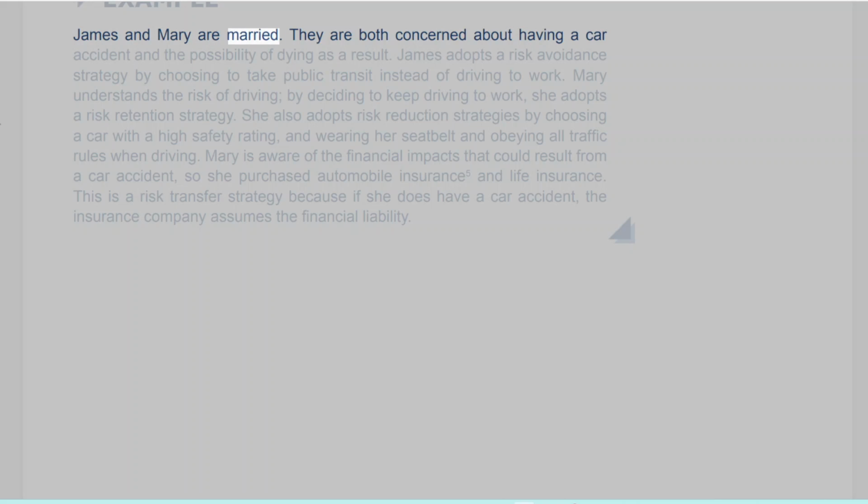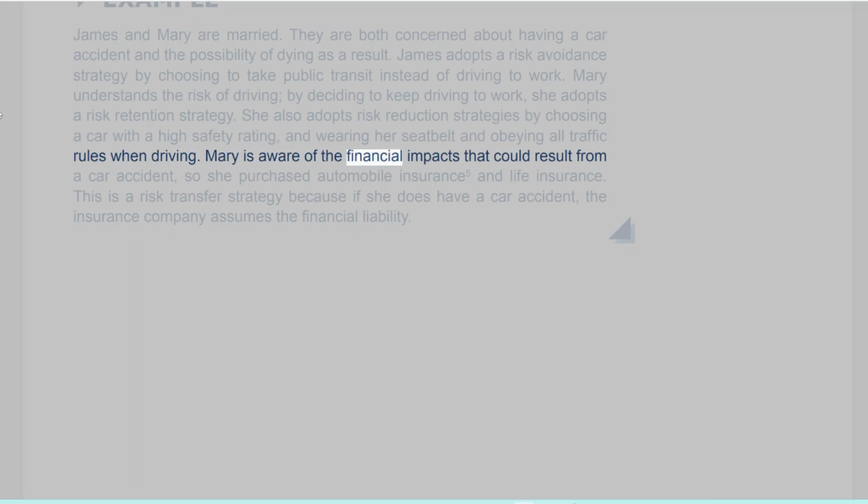James and Mary are married. They are both concerned about having a car accident and the possibility of dying as a result. James adopts a risk avoidance strategy by choosing to take public transit instead of driving to work. Mary understands the risk of driving. By deciding to keep driving to work, she adopts a risk retention strategy. She also adopts risk reduction strategies by choosing a car with a high safety rating, and wearing her seatbelt and obeying all traffic rules when driving.